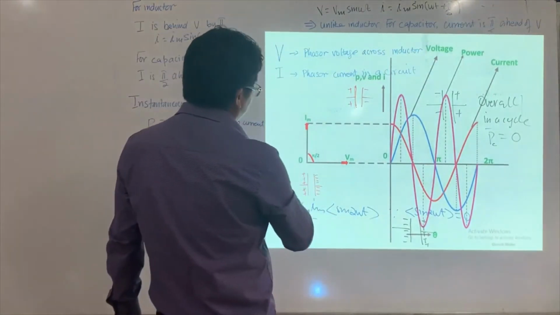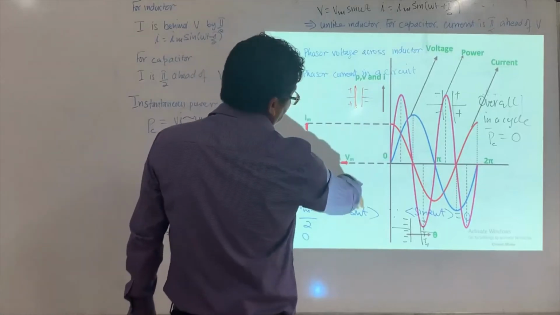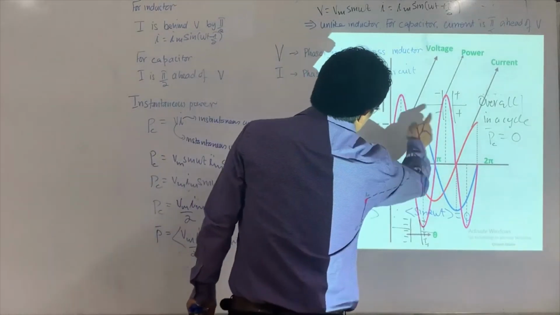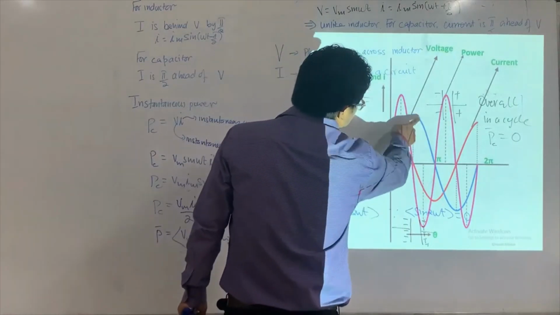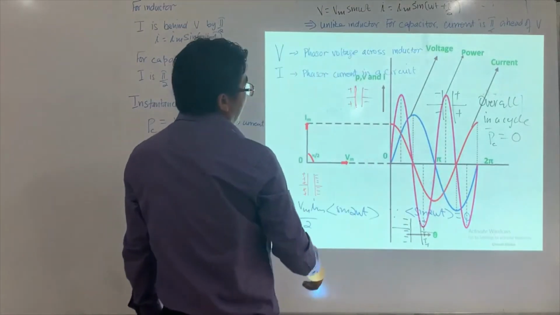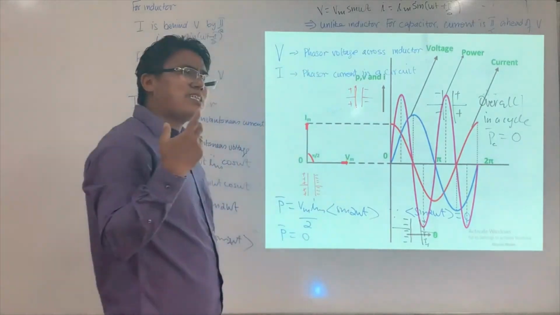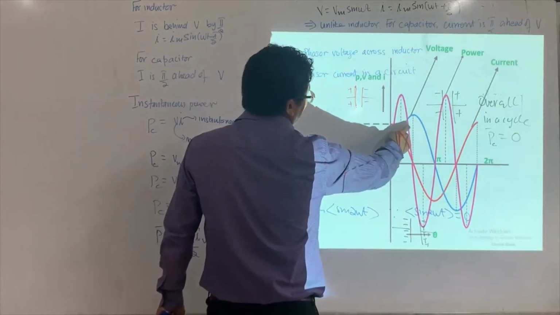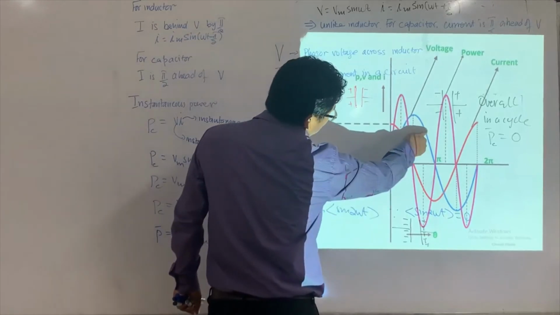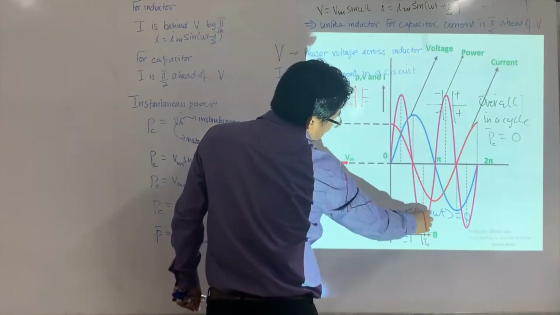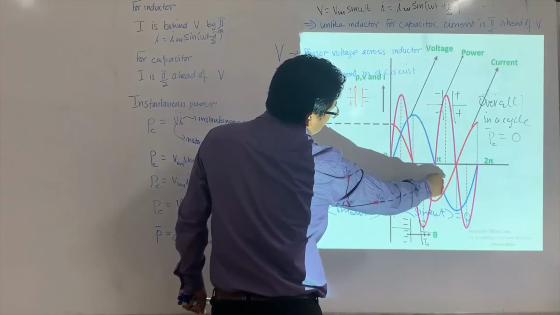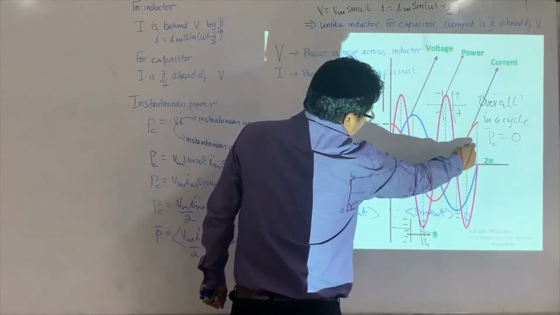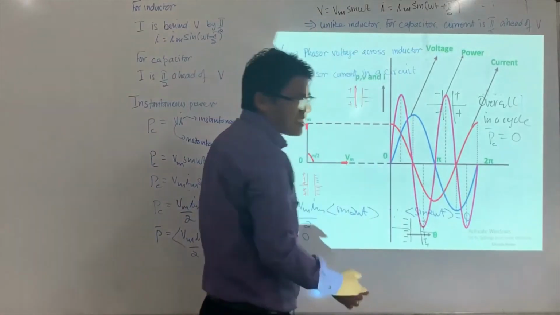Here we have current, and this is what we have for voltage. In a much easier way, I can say that if voltage and current are in the same direction, power is positive. If voltage and current are in opposite directions, power is negative. Negative times negative is positive, positive times negative is negative, positive times positive is positive. So this is easier to learn.